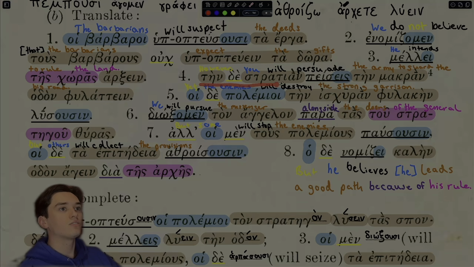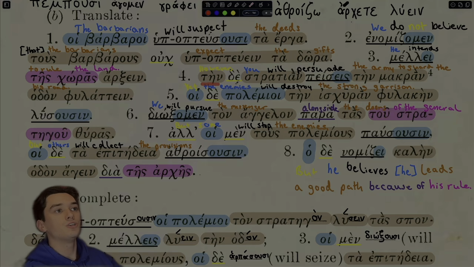4. Ten destratian, peses ten macran, hodon pulatin. However, you will persuade the army to guard the big road. De, being an adverb, translates to however. First, let's find our verb. Peses is second person singular, future active indicative. So you will persuade. Persuade is a head verb, and now we should expect an infinitive. Pulatain. Pulatain is our verb for indirect discourse.